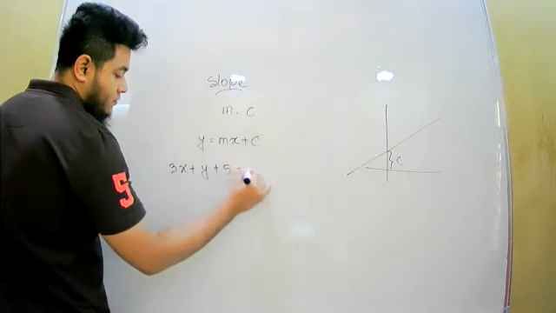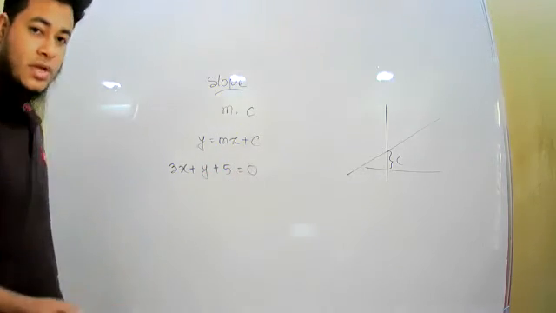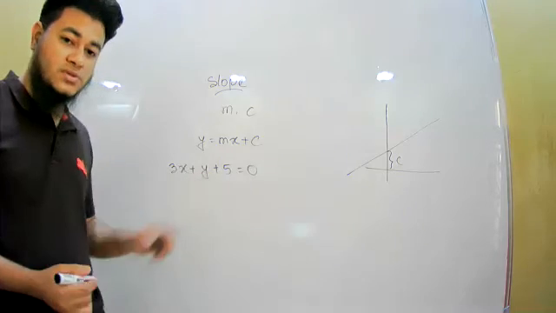Let us say I have a straight line 3x plus y plus 5 equals 0. Now from this equation, I told you, find out the slope of this straight line.